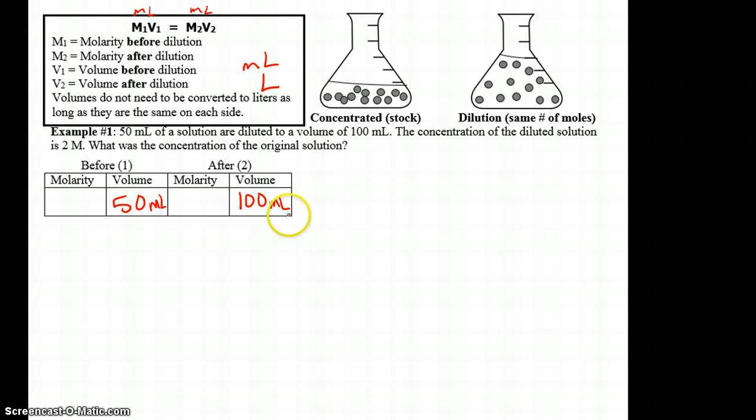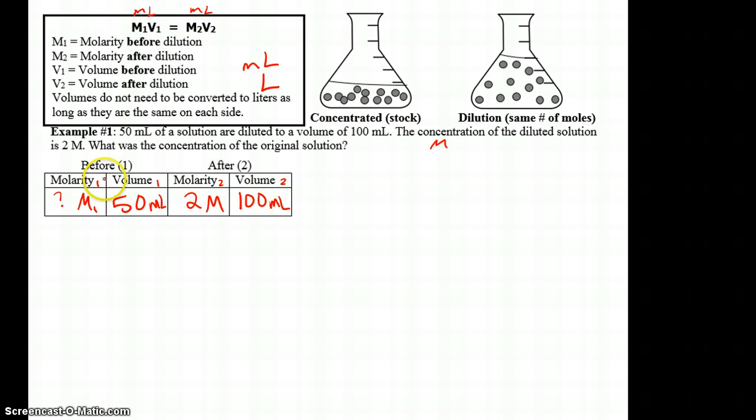And we don't have to convert them because they're both in milliliters. The concentration, meaning the molarity, of the diluted solution is 2 molar. So the after here is 2 molar. And they want us to find out what was the concentration of the original solution, so we don't know this. So we could put X here if you want, or we could call it M1. I've laid out the chart this way because it mimics the formula up top. This would be M1, this would be V1. This would be M2, this would be V2.